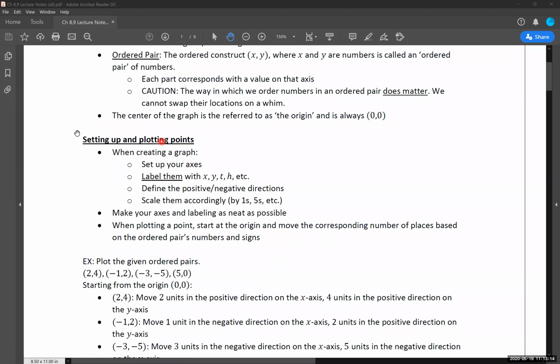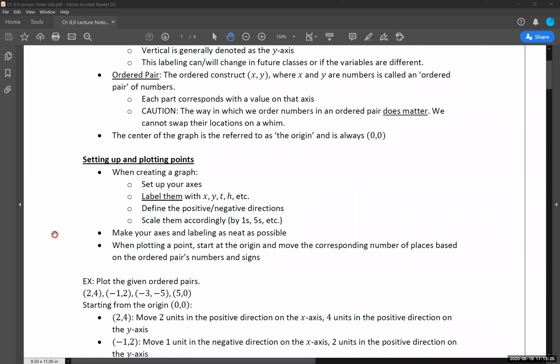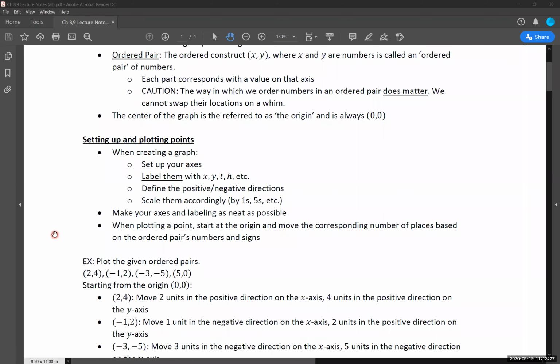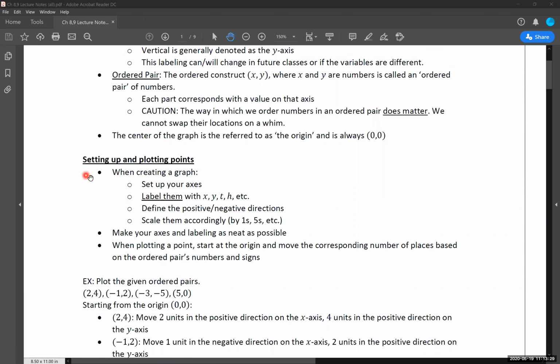So setting up and plotting some points. We'll go through some examples with this down here as well. I'm not going to promise how good it's going to look graphing on a computer versus a piece of paper and overhead, but we'll do what we can with it. So when you are creating a graph, these are the requirements that you want to make sure you have written down for yourself.